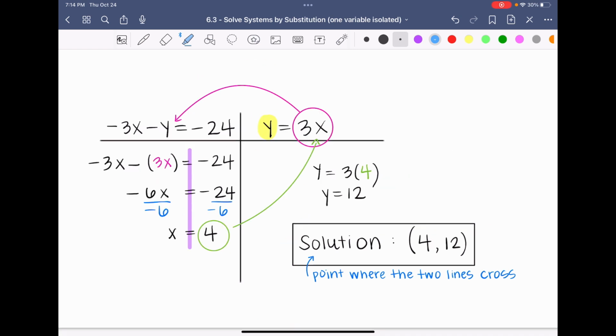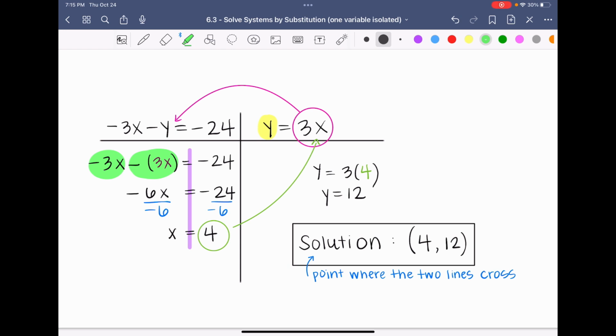Example number 6, we're going to follow the same pattern. So we write one equation down on the top on the left, and we write one equation down on the top on the right. And so for this one, we're going to see that the y is all by itself. So our first step is going to be to take that 3x and plug it into the other equation for where the y is. So it's like the variable is replacing the other letter.